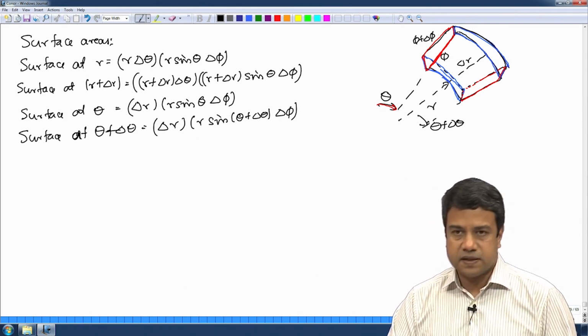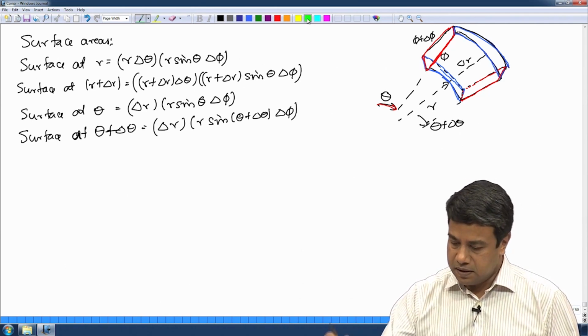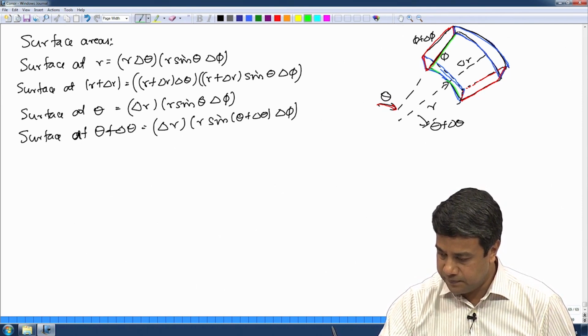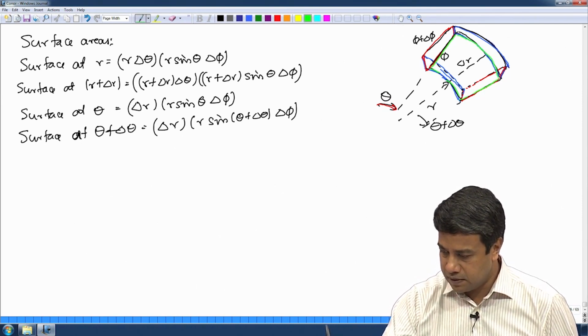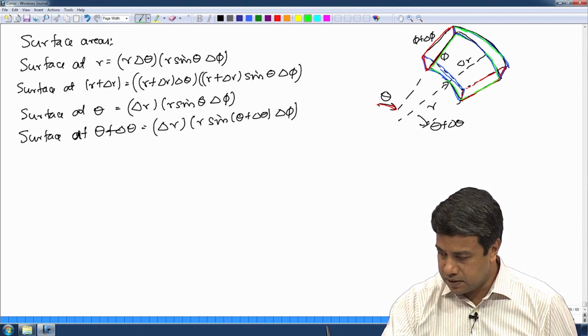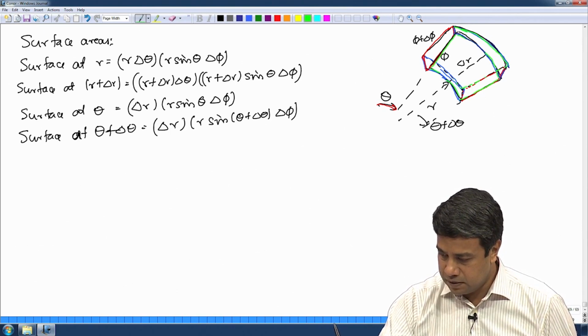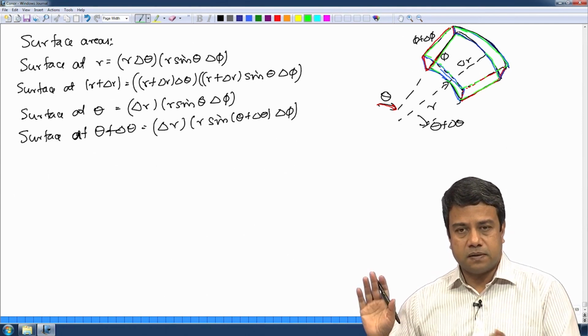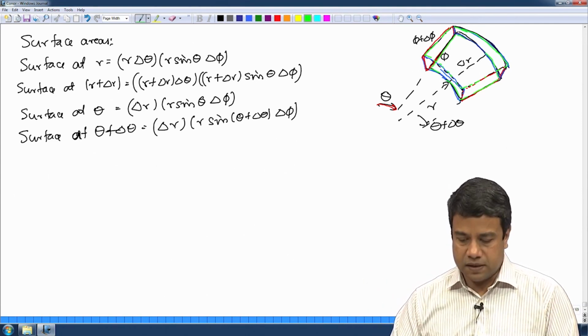Now there are two surfaces in the phi direction. The surfaces in the phi direction are this surface in front, and similarly there is a surface at the back. Those are the surfaces in which you increment the meridional angle phi.